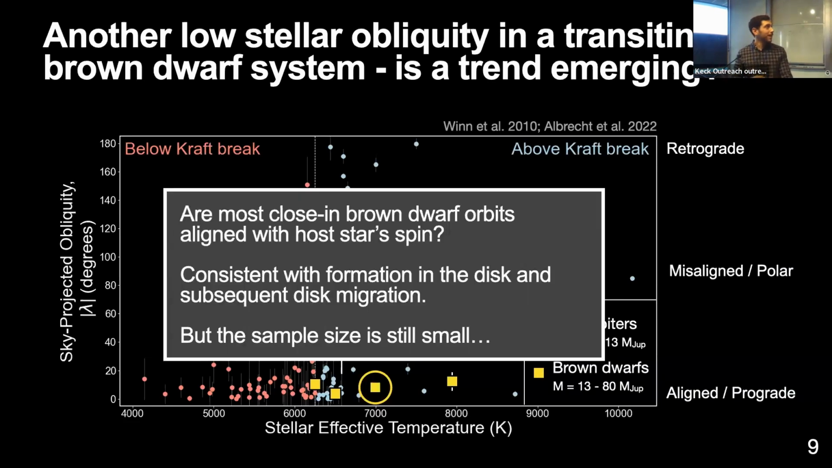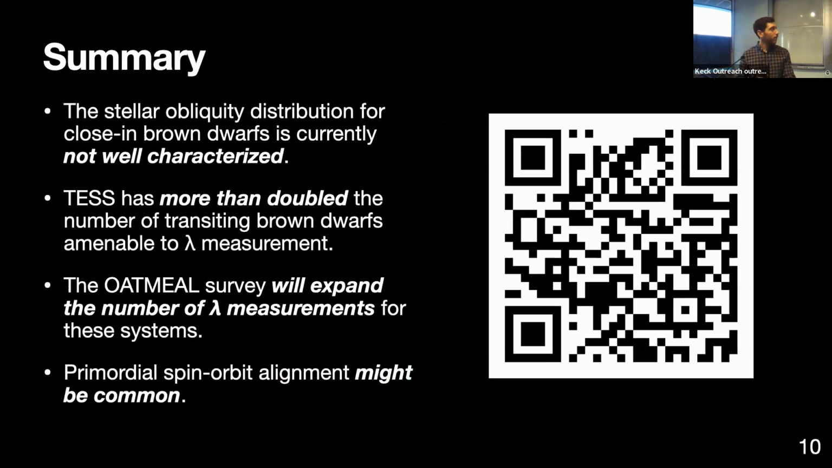And so you might be tempted to say, maybe we're starting to see a trend here. Maybe all of the brown dwarfs actually do have these prograde aligned orbits, which is distinct from the hot Jupiters, which tend to have these very misaligned orbits. This is maybe telling us about how these close-in brown dwarfs formed. Maybe they formed in the disk via disk fragmentation or core accretion, and then migrated inward via accretion of the disk, rather than something like high eccentricity migration. But again, the sample size is still small. And so our collaboration is really aiming to increase this by a factor of 3 or even 4 to get a good understanding of the underlying distribution.